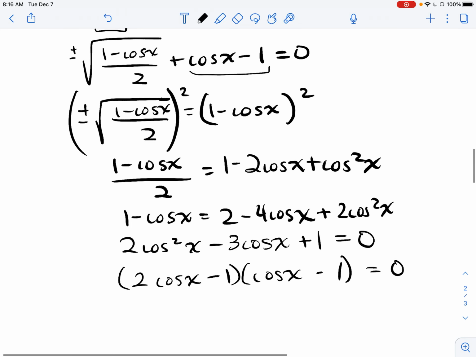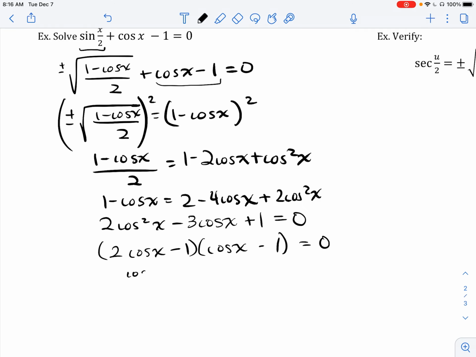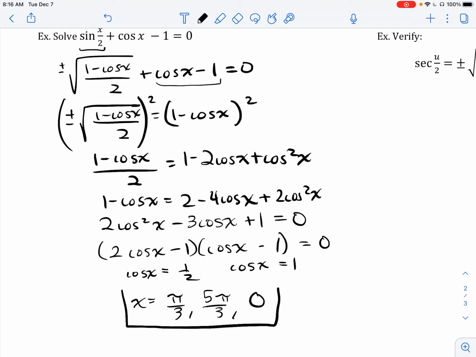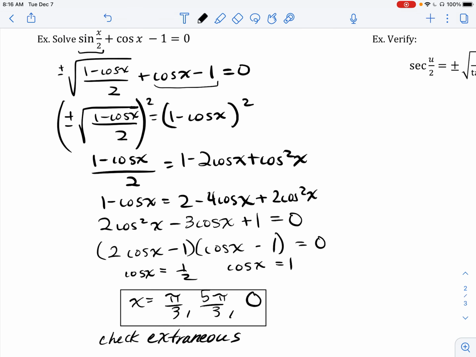So I can then say from here, cosine x is equal to positive 1/2, and cosine x is equal to 1. X is then equal to pi over 3, 5 pi over 3, and 0. Now I should note here that I am boxing my answer, but we should be checking for extraneous solutions because we squared both sides. So there is a possibility that we created more solutions than there were, but here in general, we would hopefully see that all of these do work out. I'm not going to show the check, but you can try it yourself and hopefully you'll find that they all do work out.